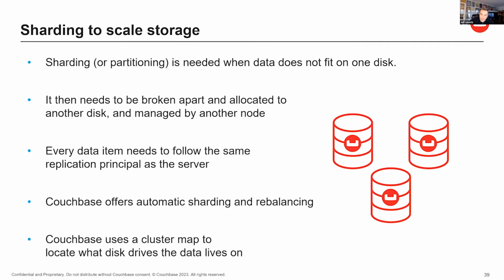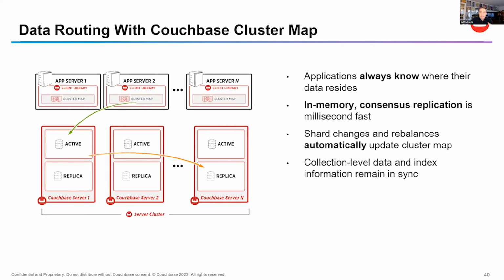We use a thing called a cluster map, which tells your application where its data lives. App server 2 here is looking for its data. It's on server number 1, which is the active main read-write node at that particular moment. But any member of the cluster can actually take a write or a read from any of the app servers, because the cluster map informs them, even before they ask any node, where the data happens to be. So they always know where their data resides. There's no extra lookup required in many cases.